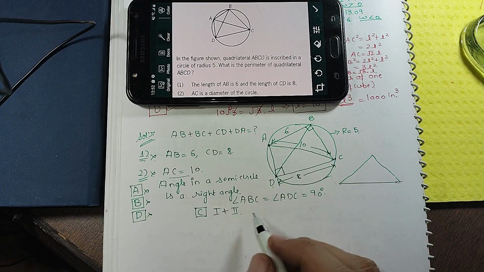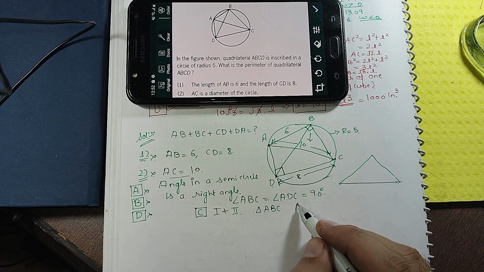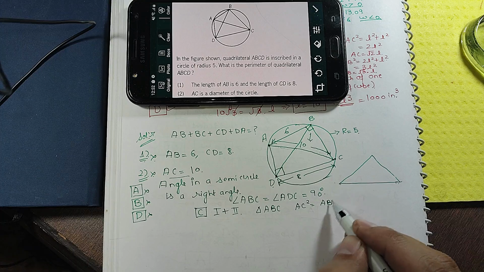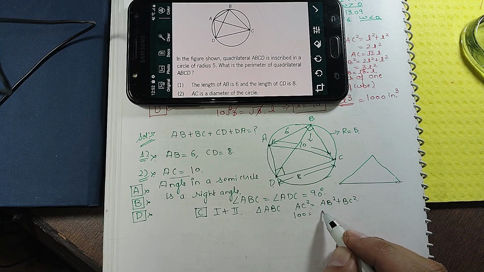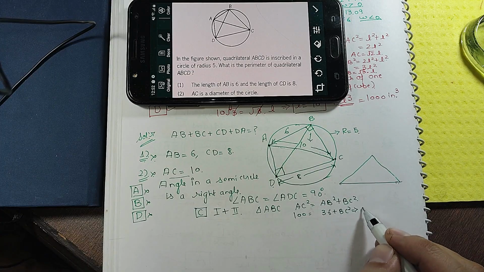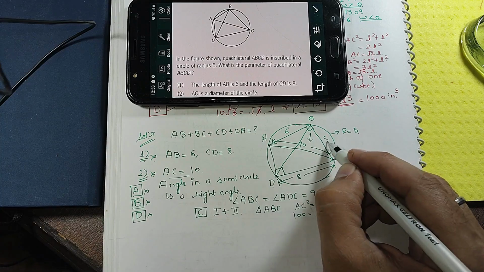Now, if we closely look at the triangle ABC, here this is the hypotenuse, so AC square will be equal to AB square plus BC square. So this is 100. AB is given to be 6, square is 36, plus BC square. So from this I can calculate BC equal to under root of 64, which is 8. So BC comes out to be 8.